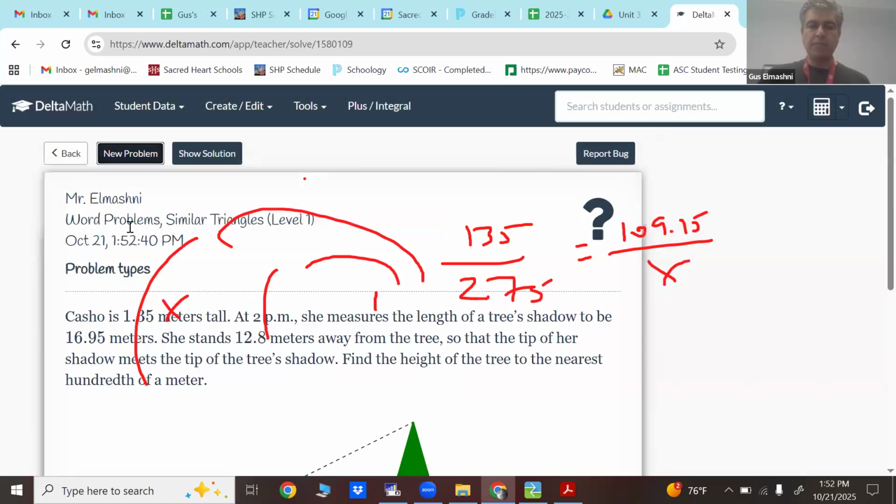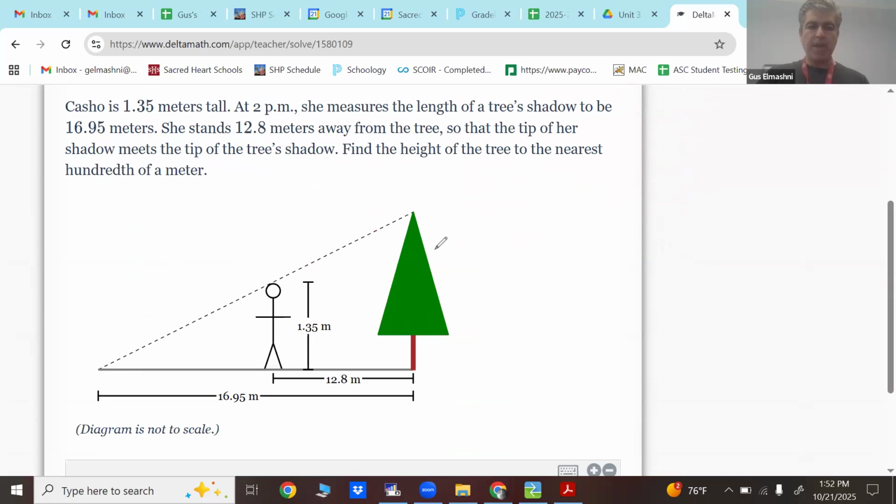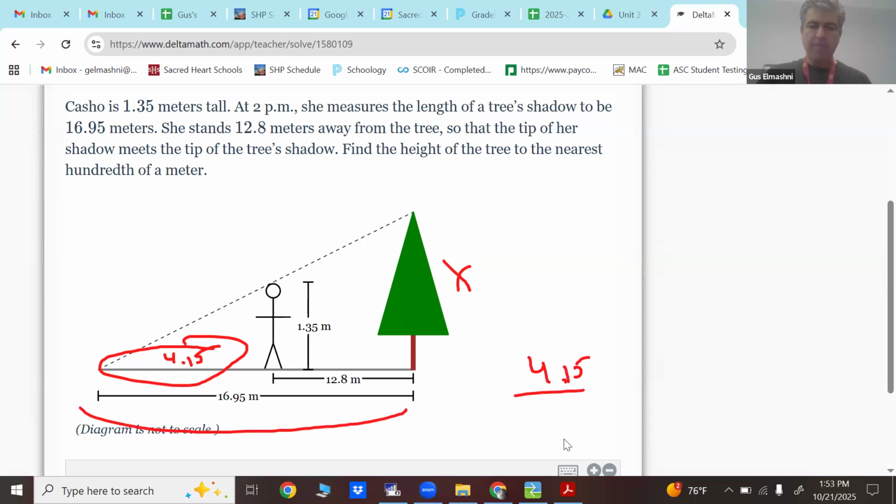If I show you another problem, yeah, same thing. They want to find the height of the tree, right? So I call this x. Great. Small to big. So I don't know what that is. That's going to be what, 4.15, I think. Yeah. 16.95 equals 1.35 over x. Cross multiply, work it out. So okay. I think we're good there. Anything else? We're okay. All right.